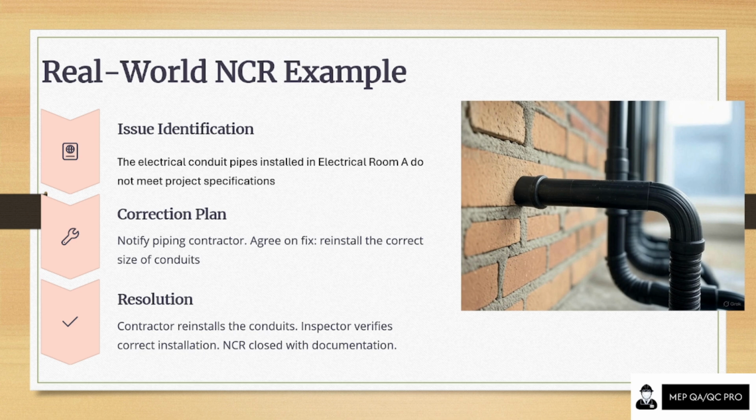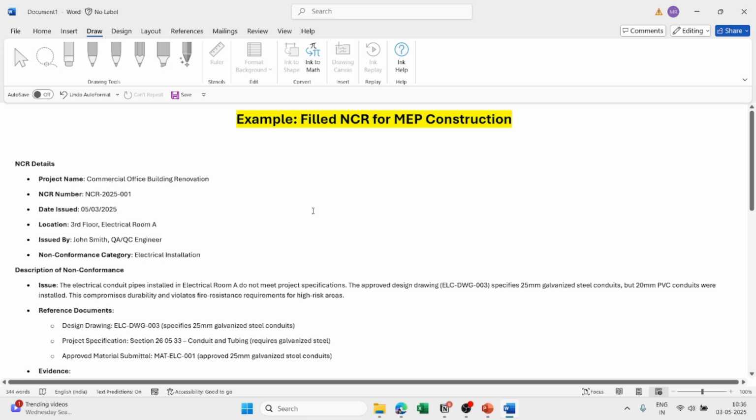First, I'll give you a short example that we have faced recently, and I had raised to one of my contractors. The issue identified is that the electrical conduit pipes installed in electrical room A do not meet the project specification. I will give you a very short example. Let's see the example here.